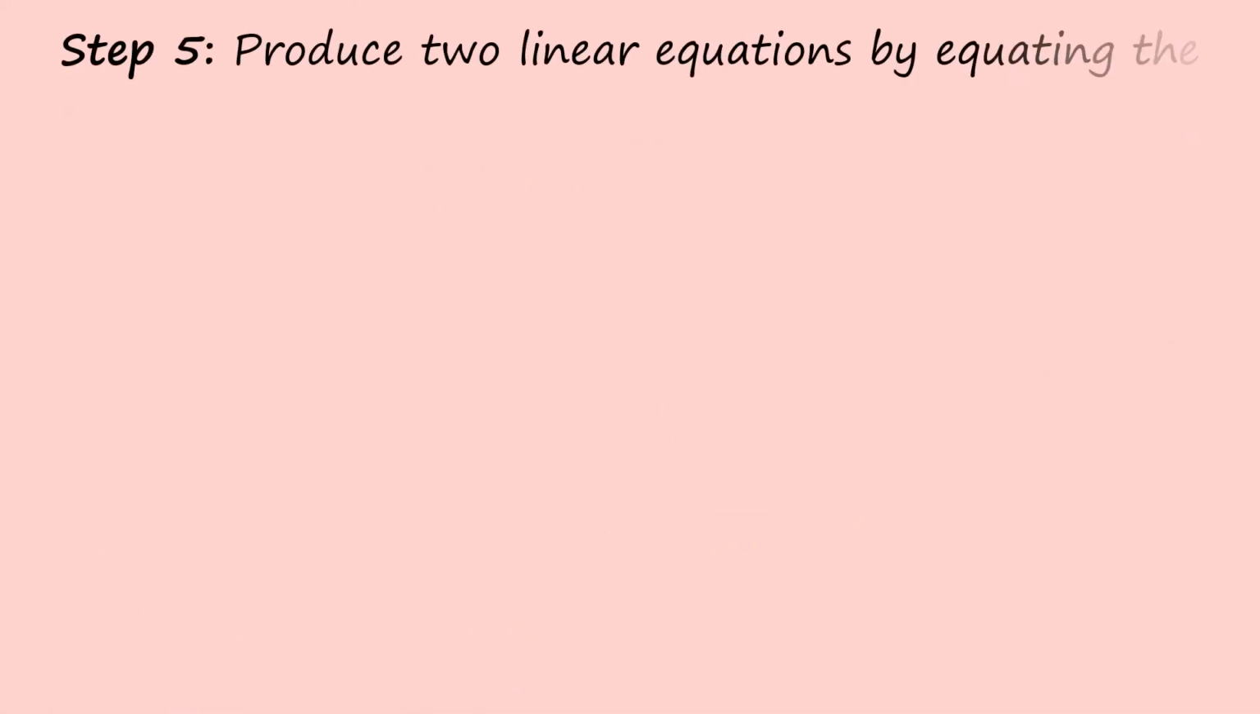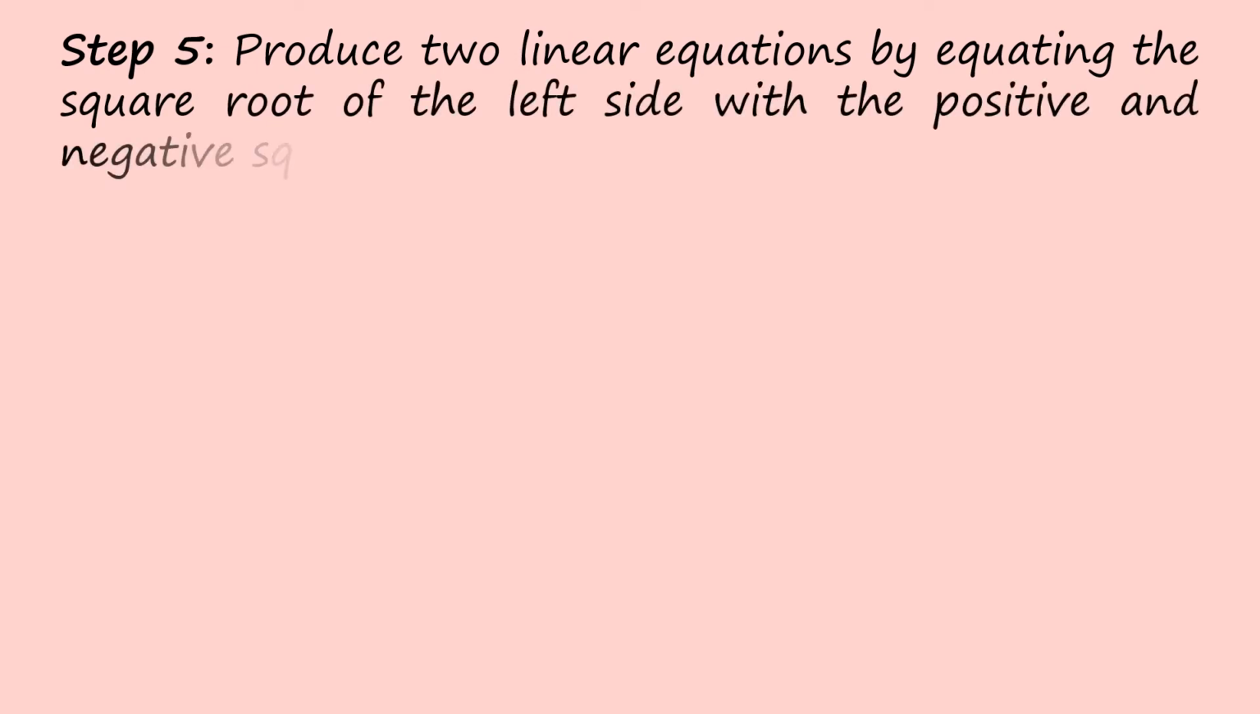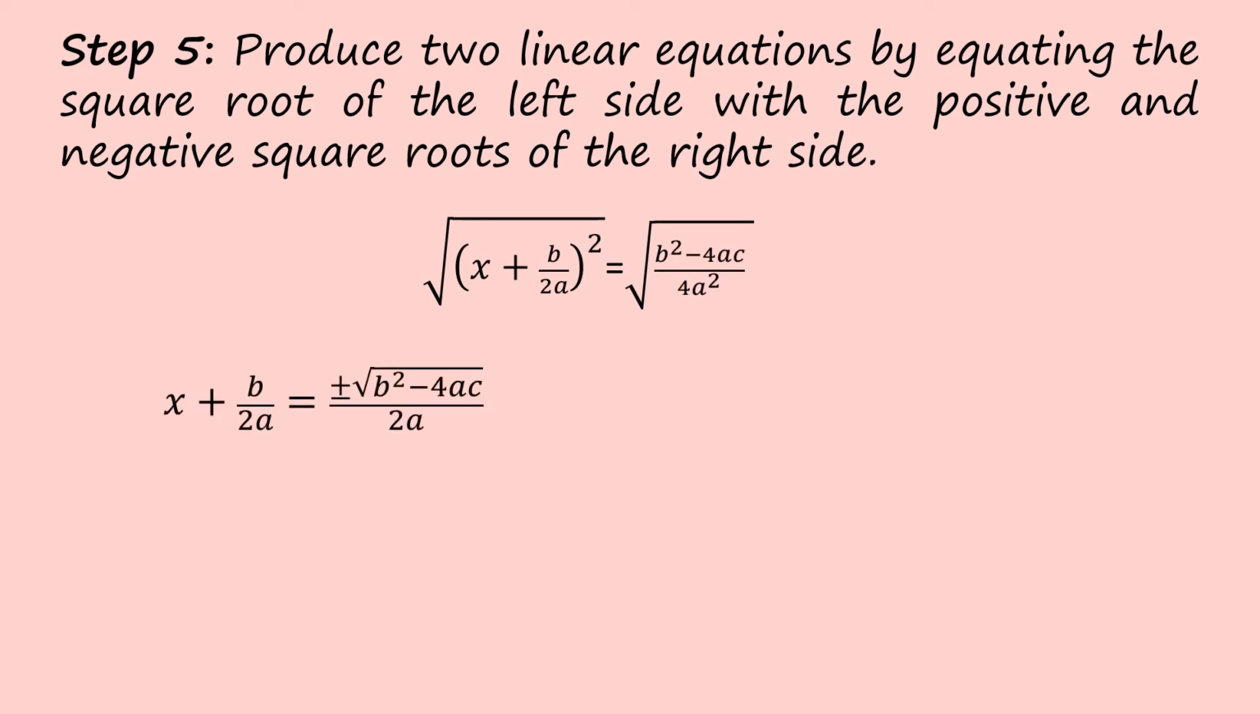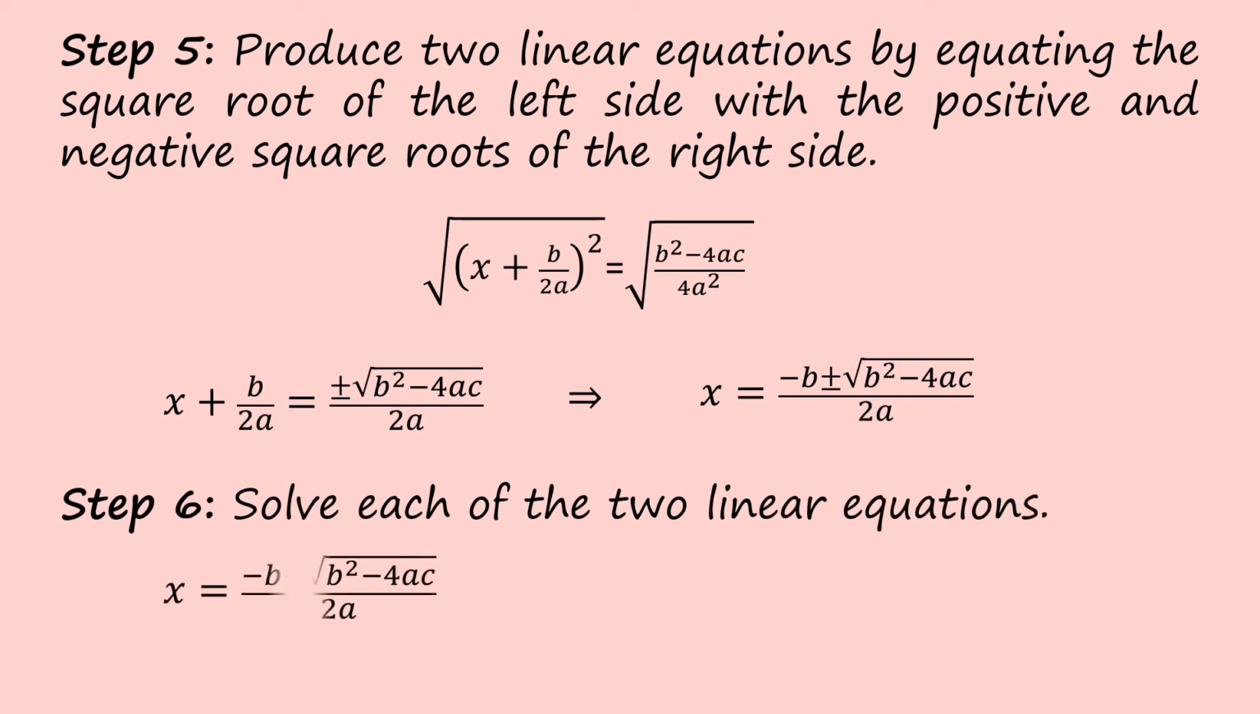Step 5, produce two linear equations by equating the square root of the left side with the positive and the negative square root of the right side. In that case, we're going to have x plus b over 2a equals plus or minus square root of b squared minus 4ac over 2a, which implies x equals minus b plus or minus square root of b squared minus 4ac over 2a. Step 6, solve each of the two linear equations. We have x equals minus b plus square root of b squared minus 4ac over 2a, or x equals minus b minus square root of b squared minus 4ac over 2a.